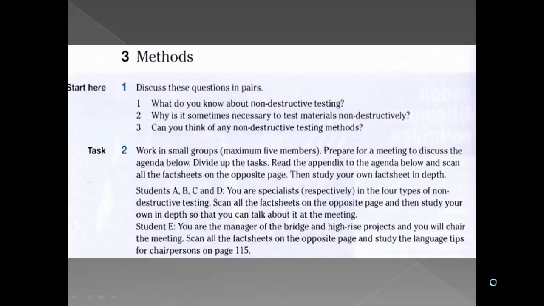We need to discuss these three questions, and you can search the internet to find responses to the following questions. What do you know about non-destructive testing? We'll talk about it further in the lesson. Why is it sometimes necessary to test materials non-destructively? As you pay attention, the keyword here is non-destructive testing. What is it? We will find out. Then, can you think of any non-destructive testing methods? So the questions are clear, right? Let's clarify the answers.